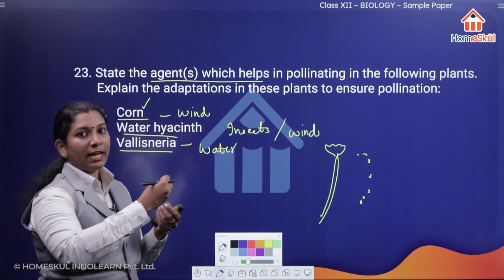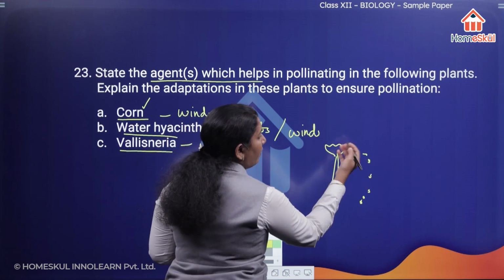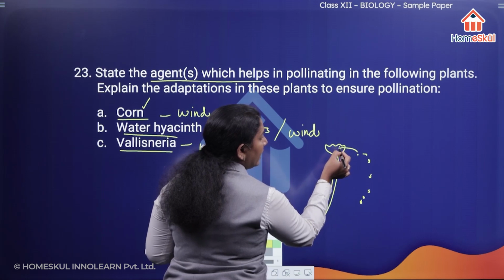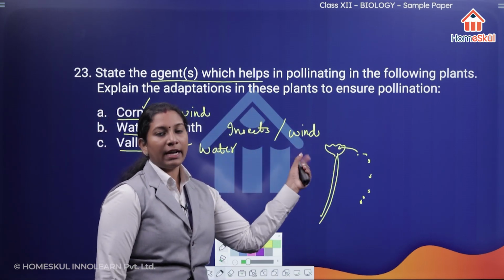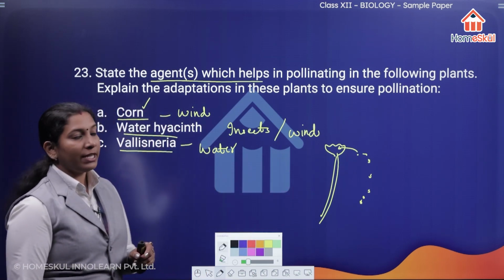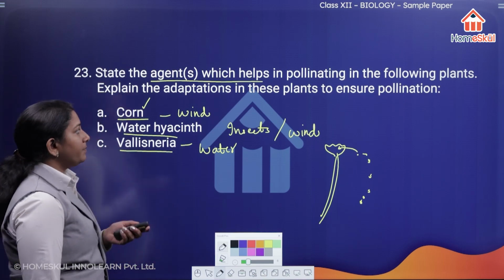The pollen grains will be moving according to the water current. The positive water current will help the movement of these pollen grains, and eventually some of the pollen grains will reach the female flower, the stigma of the female flower, and they will get pollinated. So this is a method of pollination in Vallisneria. Water is the agent, right?